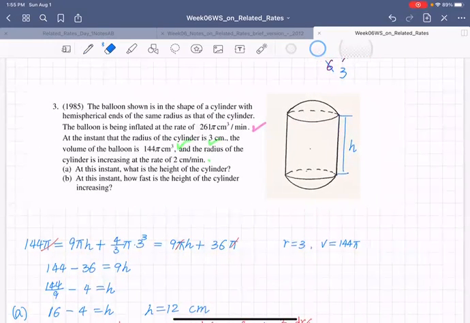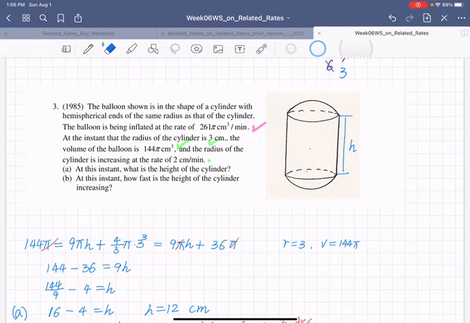The balloon shown is in the shape of a cylinder with hemispherical ends of the same radius as that of the cylinder. The balloon is being inflated at the rate of 261 pi centimeter cubed per minute at the instant that the radius of the cylinder is 3 centimeters. The volume of the balloon is 144 pi centimeters cubed, and the radius of the cylinder is increasing at the rate of 2 centimeters per minute. At this instant, what is the height of the cylinder?